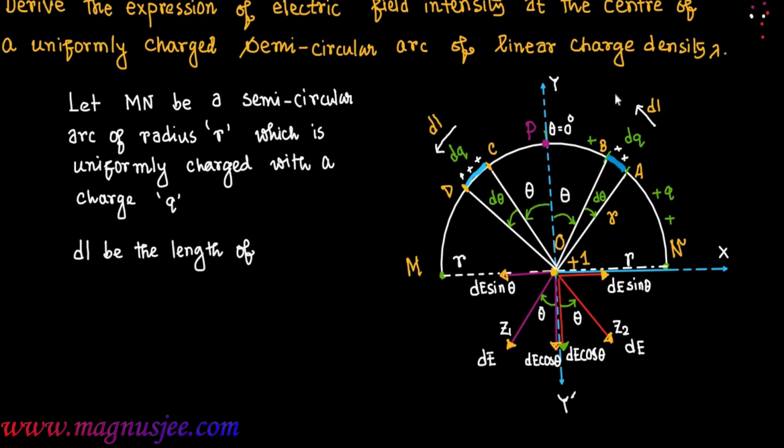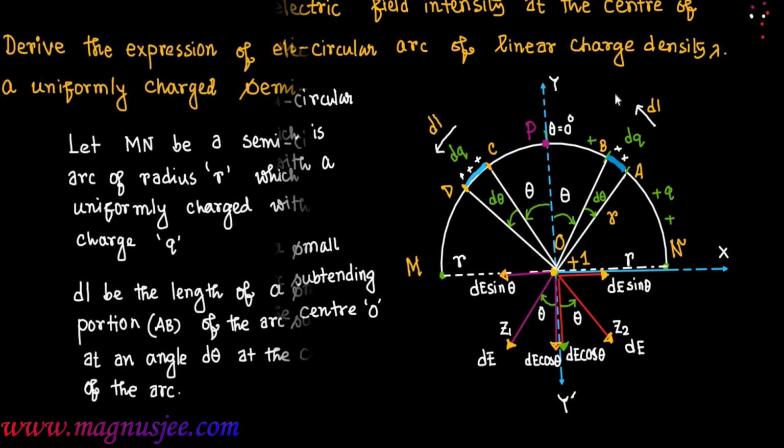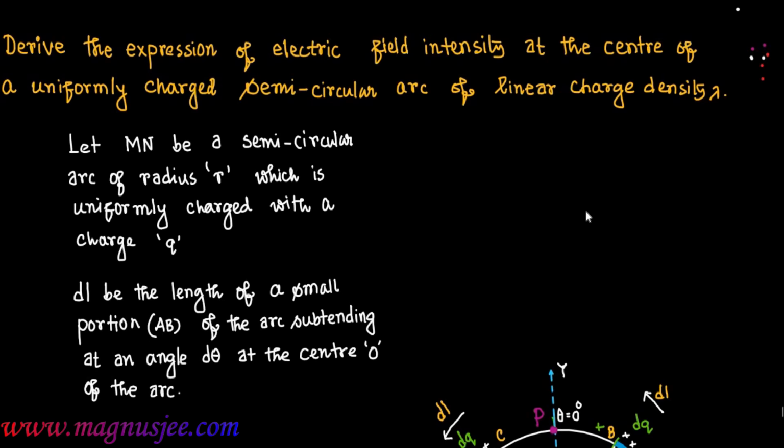Let dl be the length of the small elementary portion AB of the semicircular arc, subtending an angle d theta at the center O of the semicircular arc.